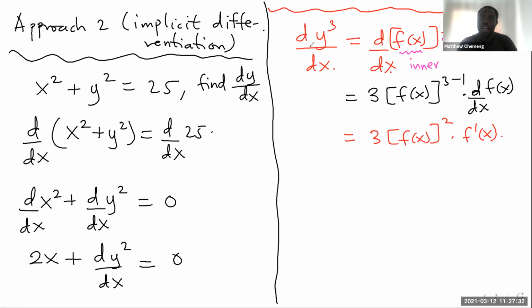But the question here is in y. So let me bring back the y in there. Don't forget that y is the same as f of x. So that means this becomes what? 3y squared. And then what's f prime? dy over dx.